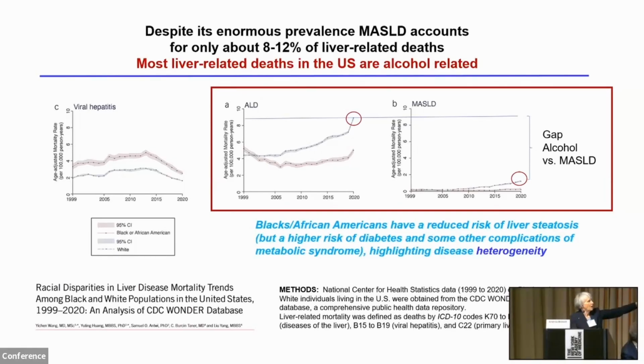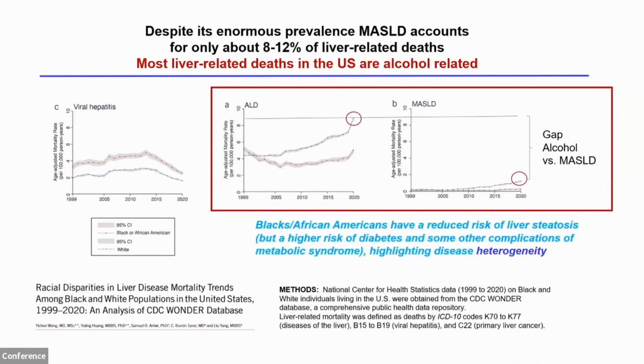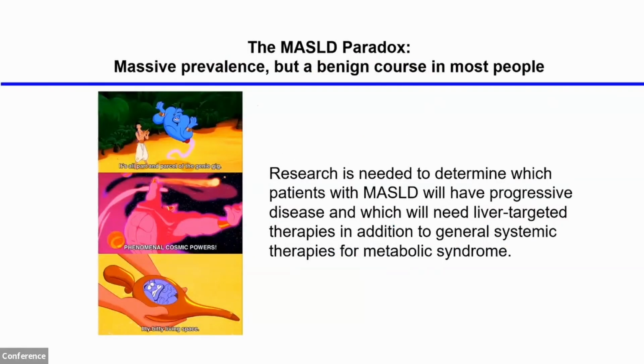If you're Black, your likelihood of having a serious outcome from MASLD is very low. And that is because Blacks and African Americans have reduced risk of liver steatosis, but they have a high risk of diabetes and some other complications of metabolic syndrome. So I wanted to include this because I think it really highlights the importance of looking at a variety of individual risk factors and recognizing that we're talking about complex and very heterogeneous diseases.